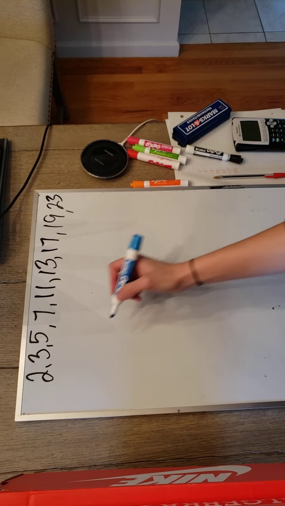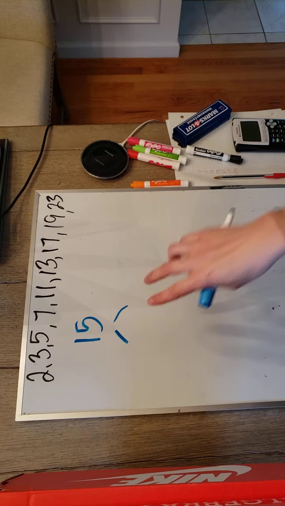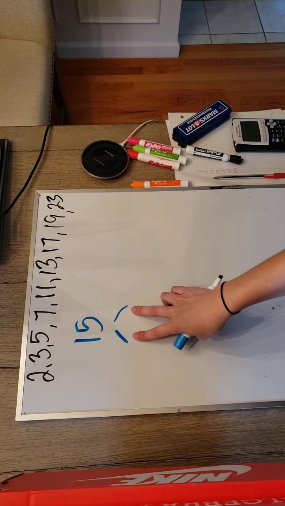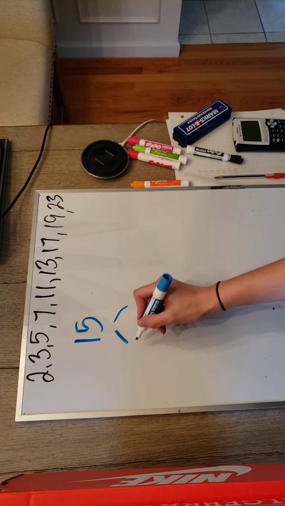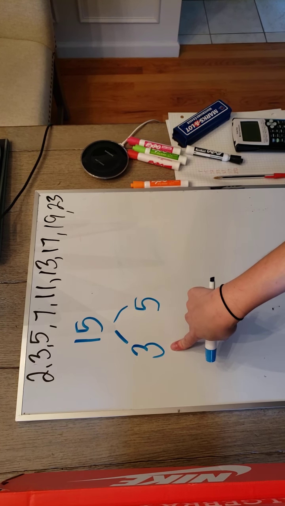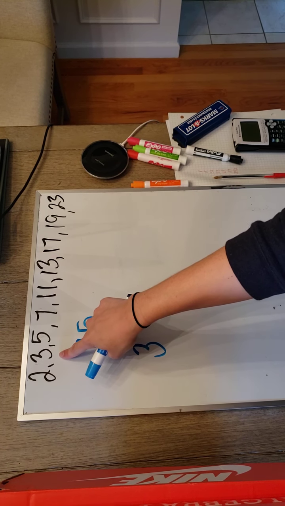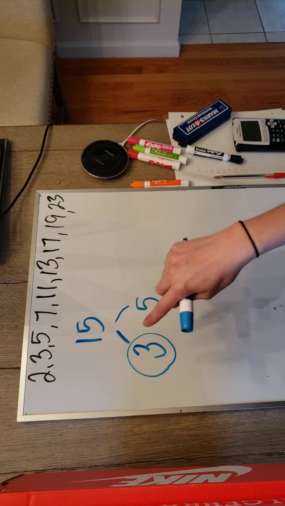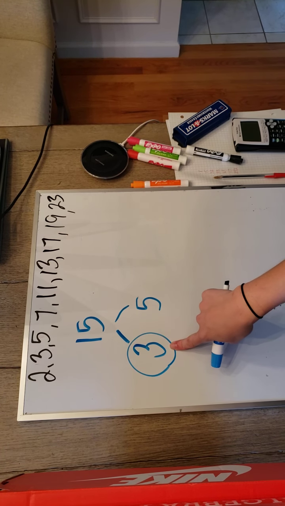Say we had the number 15. Always start with your two lines. You say what times what is 15. Hopefully you said 3 times 5. Look at your first number. It's a 3. Go to your list. Is 3 a prime number? Yes, it is. So circle it. When you have a circle, that means you're done. You don't have to look at that line anymore.